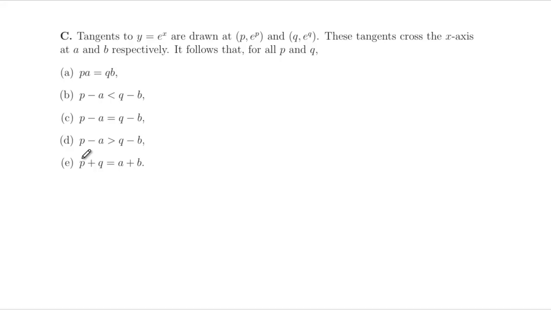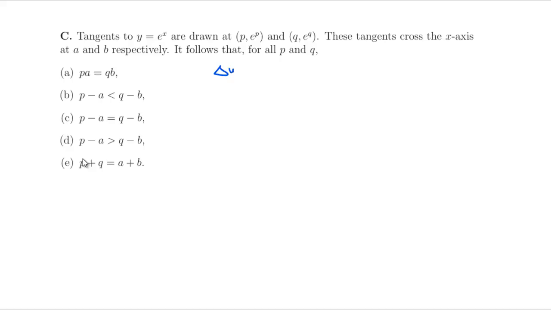C. Tangents to y equals e to the x are drawn at those 2 points. These tangents cross the x-axis at A and B respectively. It follows that for all p and q, what is the relationship between those? I suppose we look at the gradient. They've given us 2 points on a straight line. For each straight line we've got the tangent point and the intersection of the x-axis, so let's go with that then.